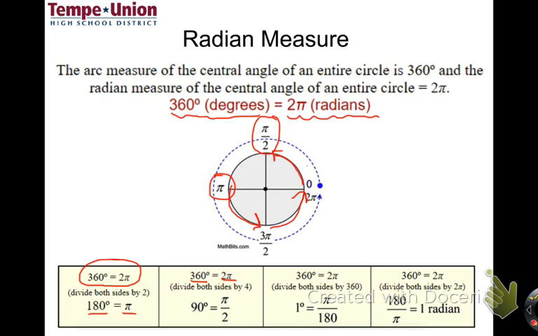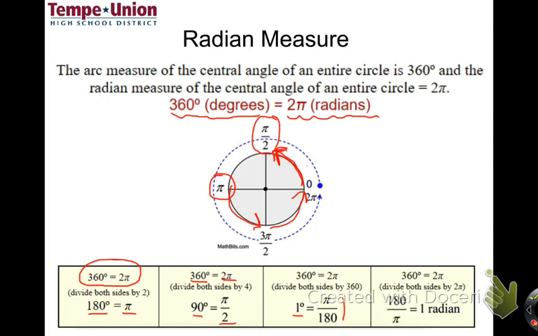And if you did that, then you would get 90 degrees is equal to pi over 2, which I just mentioned was a nice measurement to have memorized. And then you could start with 360 equals 2 pi, and you could divide both sides by 360. And if you did that, you would say that 1 degree is equal to pi over 180.